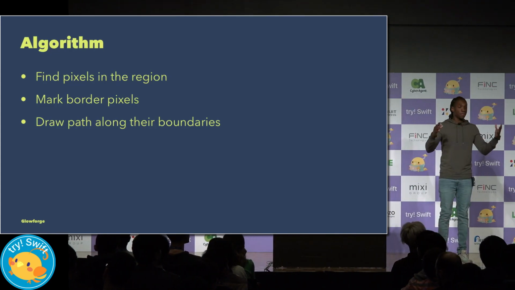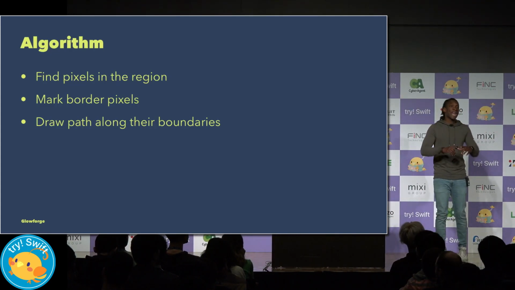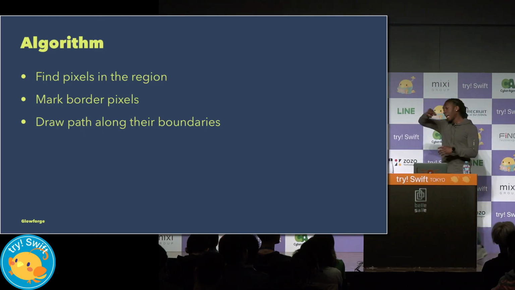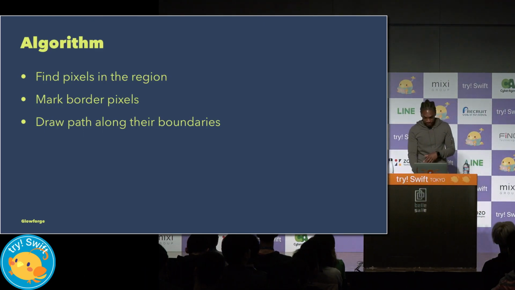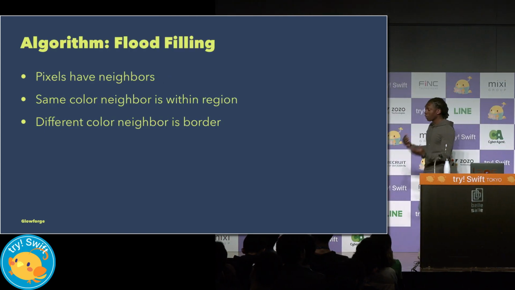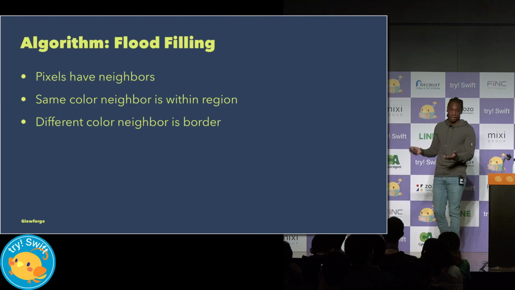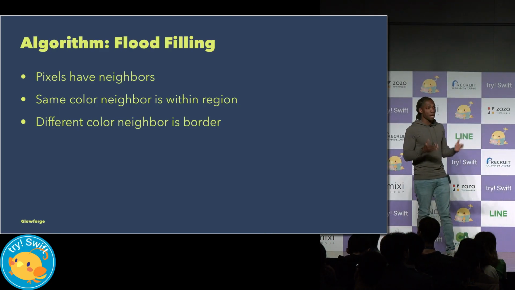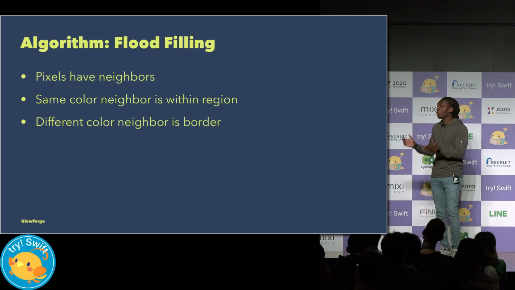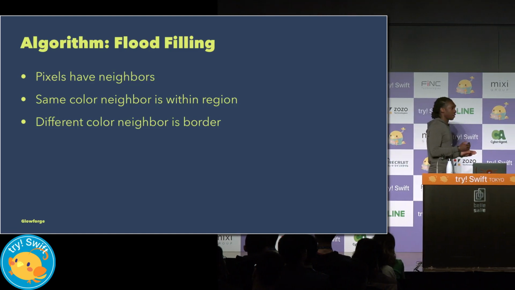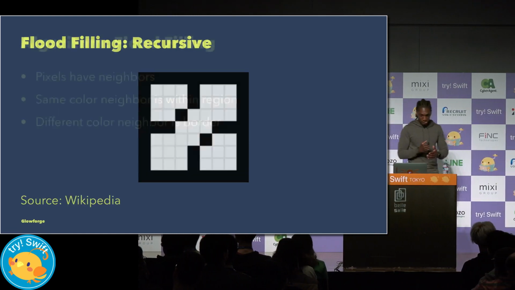So how do we do that? First thing, I find the pixels within the region, then I mark the border pixels, then I draw a Bezier path, a line to outline those border pixels. There are many ways that you could do this, but at Glowforge, I use the flood fill algorithm that establishes that pixels have neighbors, and neighbors of the same color will be within that region, and any pixel of a different color will be a border pixel.